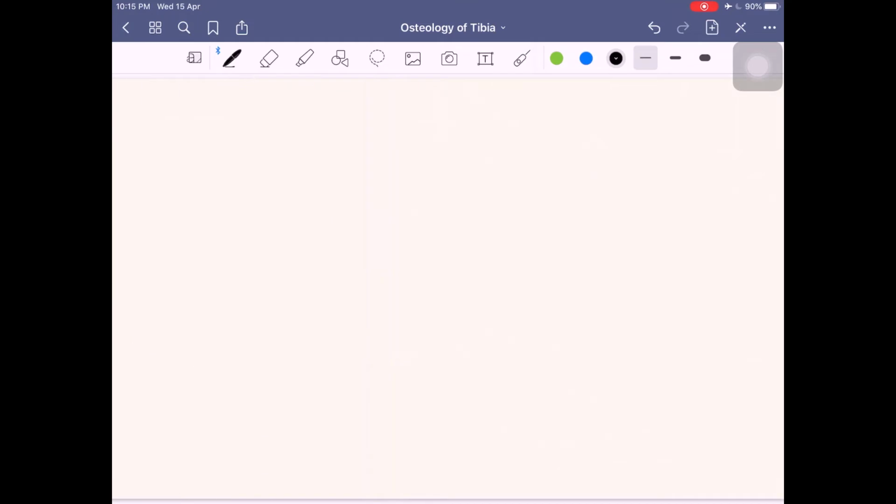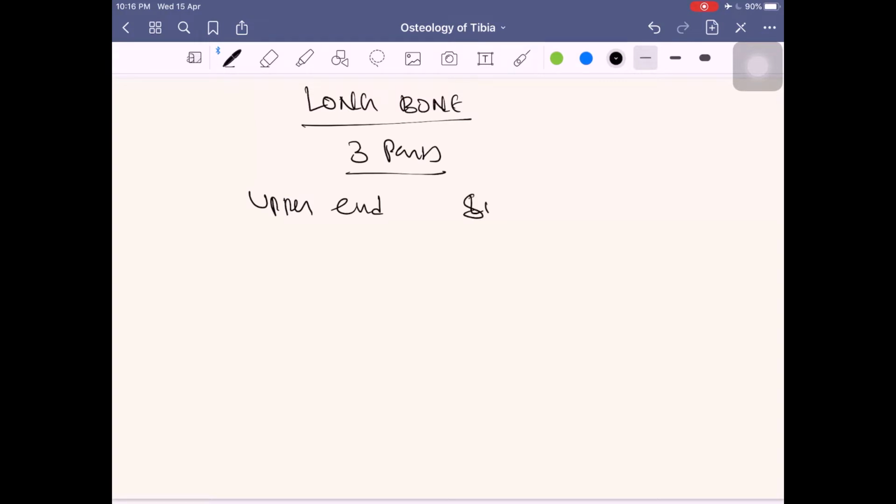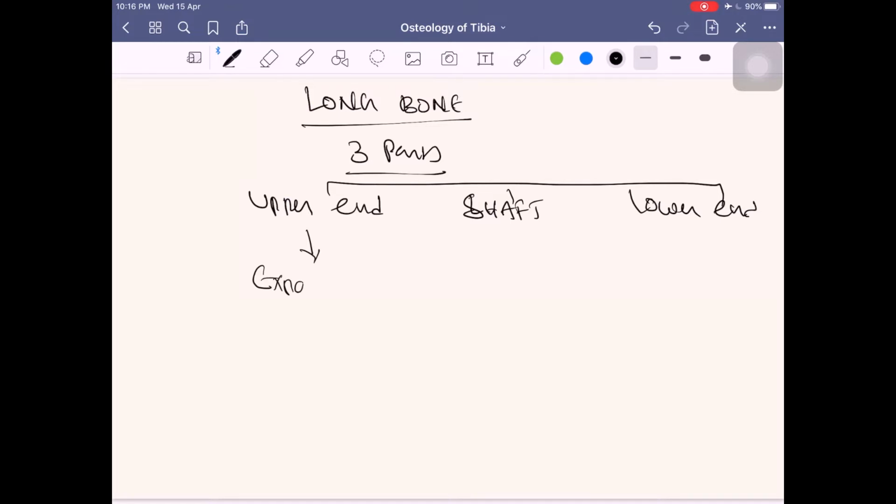And this is an example of a typical long bone. A typical long bone definitely will be made up of three parts. So it has got an upper end, intervening shaft, and a lower end. Upper end, shaft, and the lower end. Now upper end is expanded in this case.